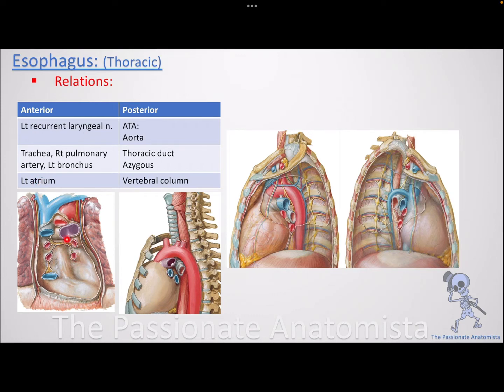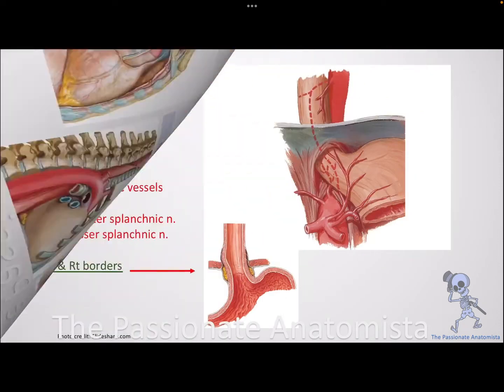And your left atrium, because the left atrium makes the base of the heart. So the base of the heart is related to your esophagus, not anything else. And the posterior structures are the ATA structures: the aorta, thoracic duct, and esophagus.